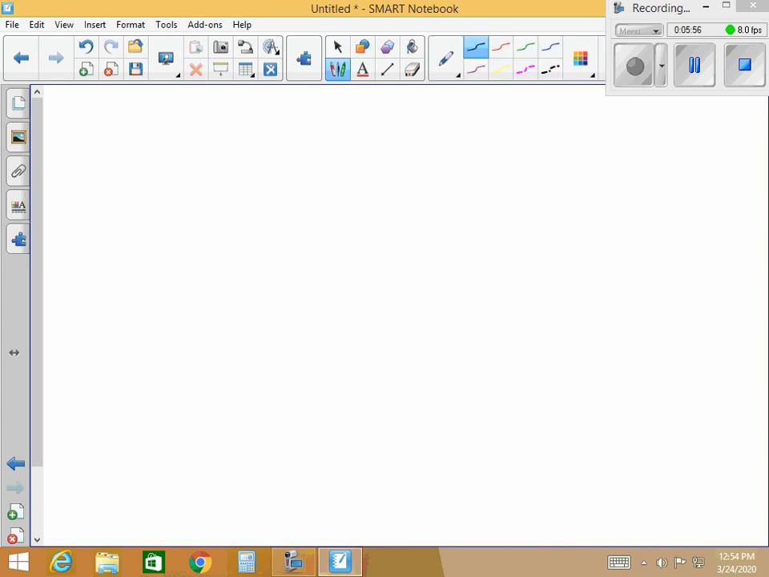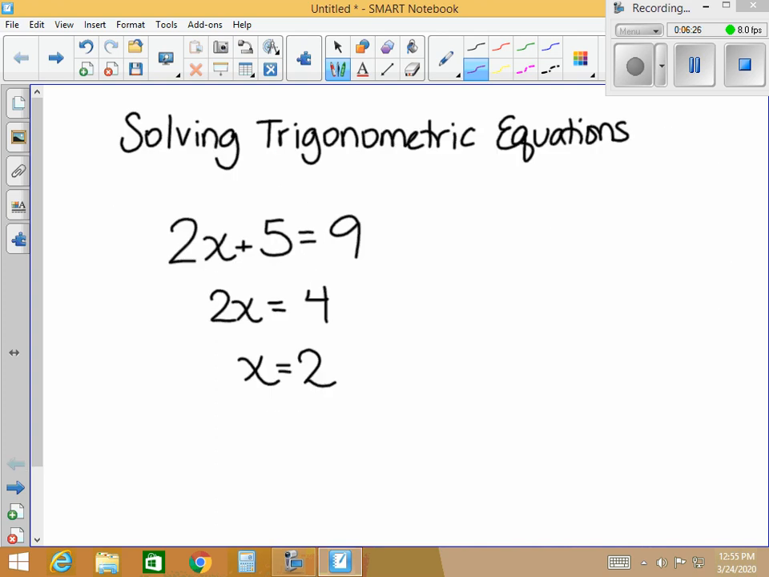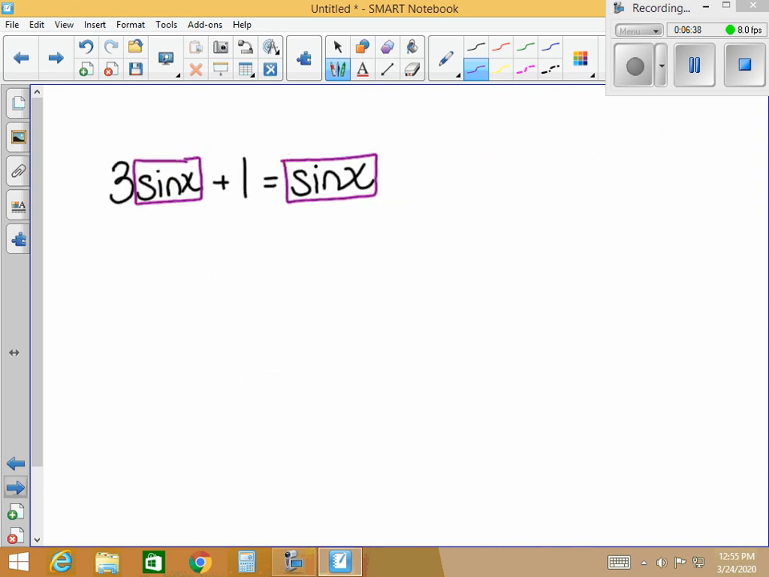So next, maybe I have 3 sine x plus 1 equals sine x. Again, I'm thinking initially of sine x as my variable. And so that's like saying 3x plus 1 equals x, or 3u plus 1 equals u. And so I know that when I have x's in more than one place in my equation, I would try to get them together by adding and subtracting them. I would also try to get anything without an x in it to the other side to get it away from what I'm working with.